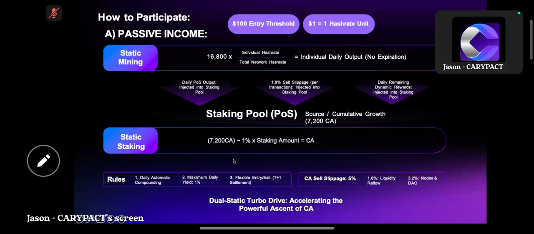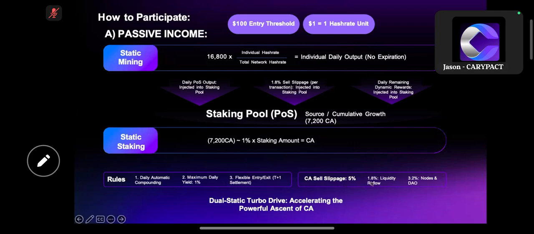If you want to take out from the staking pool, you can do it anytime. It is flexible to enter and exit. You just need to wait T+1 settlement, which is 24 hours, to unstake your CA from the staking pool. Then you can go back to our DEX to sell your CA to BOT coin. When you do the conversion or swap, there will be a 5% charge when converting CA to BOT coin.